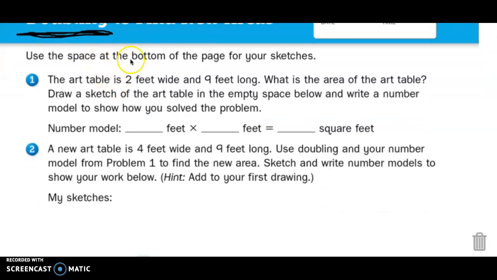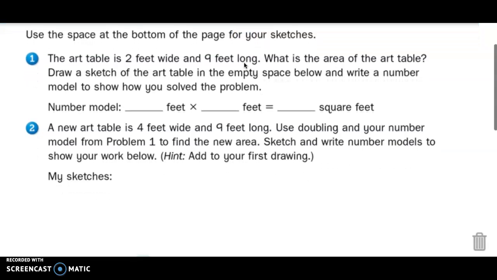All right, it says use the space at the bottom of the page for your sketches. Now, remember, you don't have this page in front of you, so if you want to write on a blank piece of paper as I'm going over this to help you with the attached template, please go ahead. You don't even have to write on the template. If you want to write on a separate sheet of paper, that is A-okay.